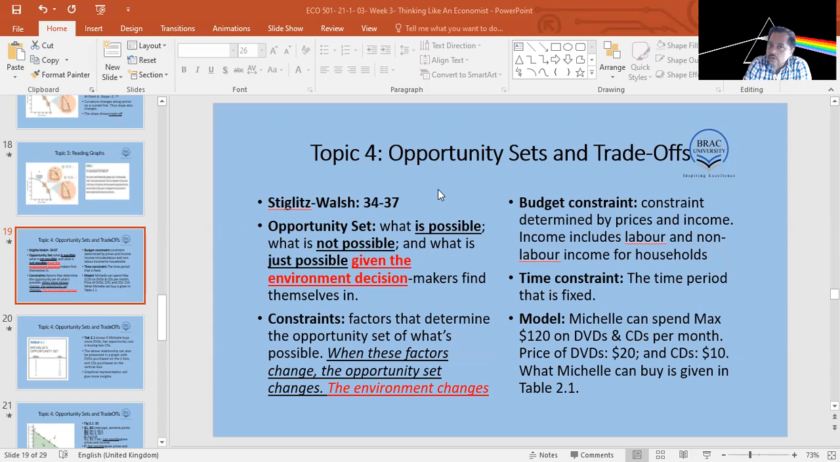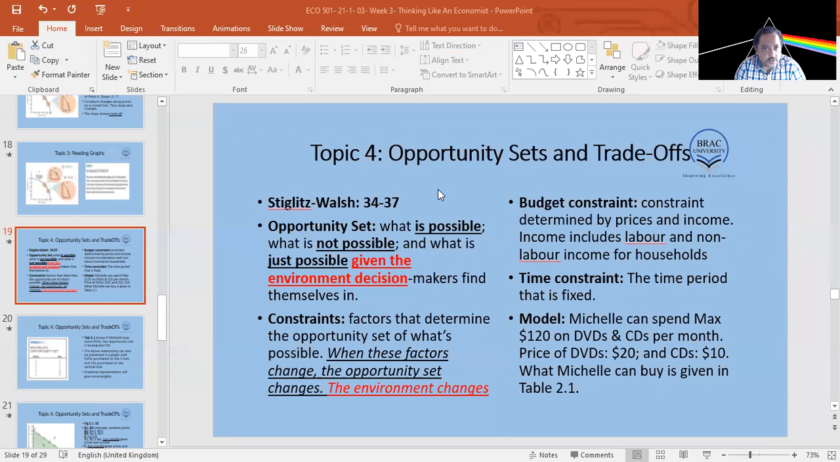This brings us to three critical terms in the set. Number one, the opportunity set tells us, given the environment we find ourselves in, what is possible for us, what is just possible for us, and what is not possible for us. What is not possible for us is not possible because our prices and incomes don't allow us to go to that complement set.